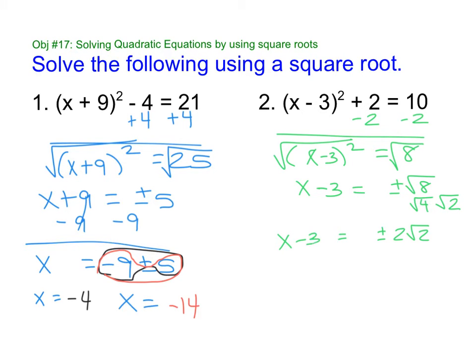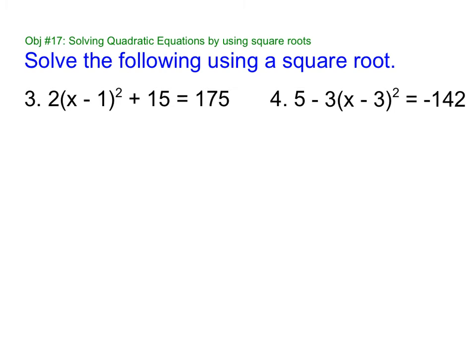And then the last step to get x by itself, we add 3. And we just always put that number in front. 3 plus or minus 2 root 2. And we are finished.